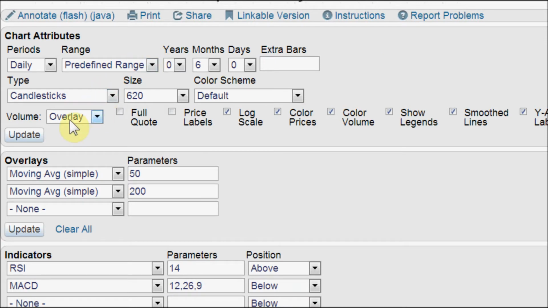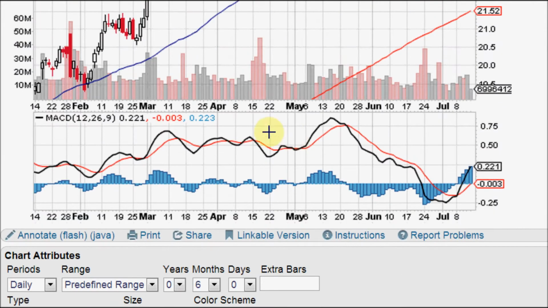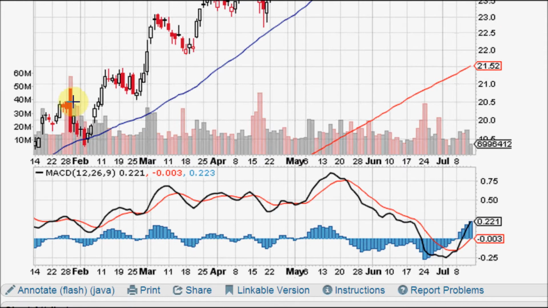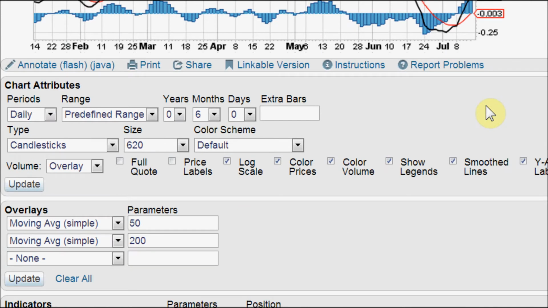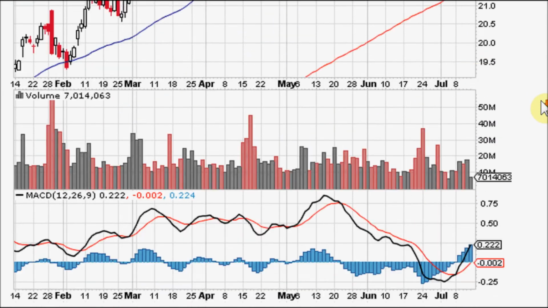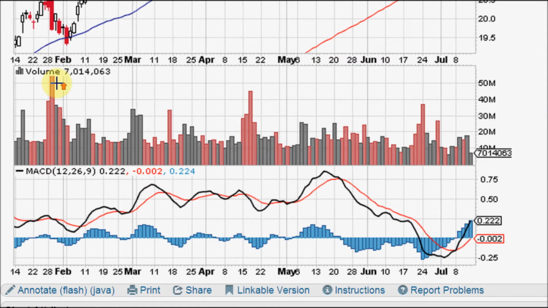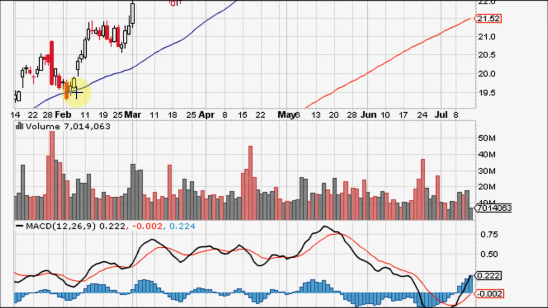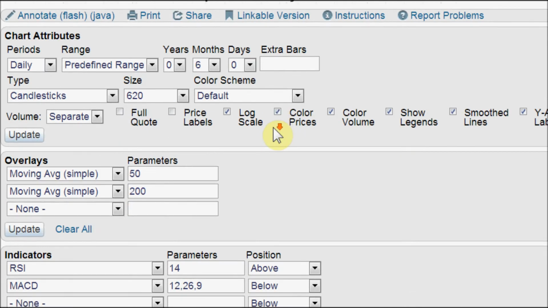Okay, now volume. Let's talk about volume for a minute. As you can see, the volume is behind the candlesticks here. You can't really see what the volume's doing in this area, and sometimes it's a lot worse. So I always like to set my volume as a separate entity here. Okay. Now you see volume, and you can see what's going on with the volume.